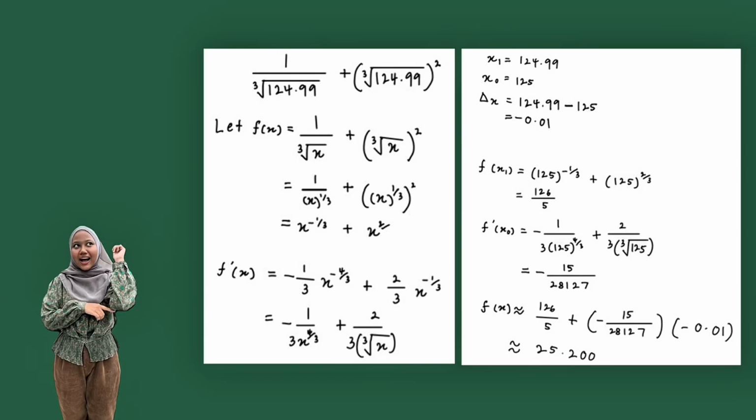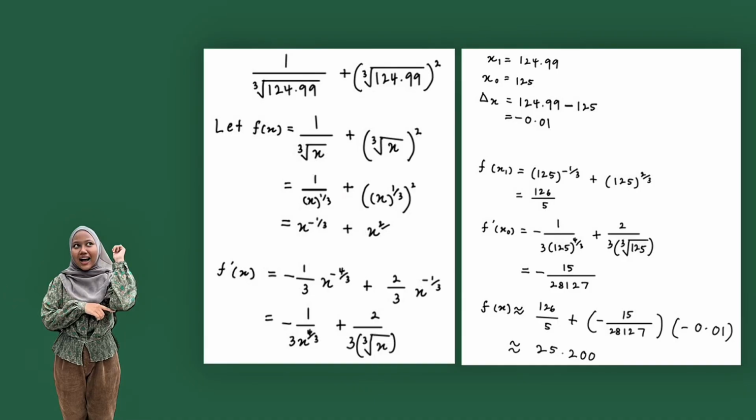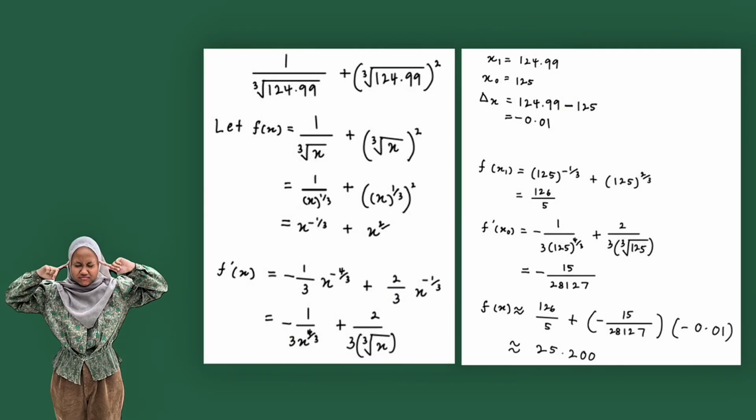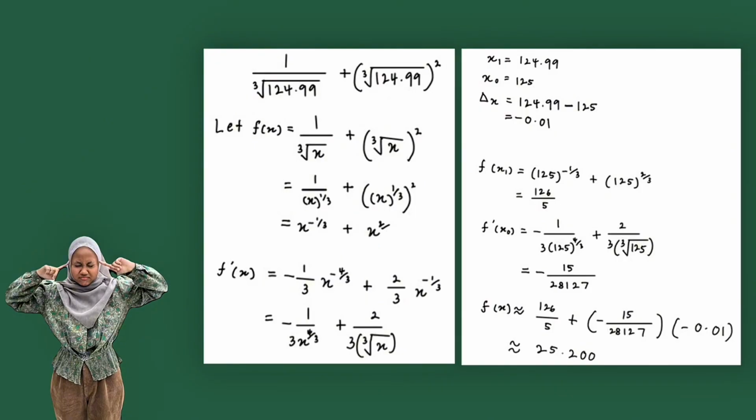And then, I will find the derivative. I differentiate it using the power rule. f prime x equals negative 1 over 3 x to the power of negative 4 over 3 plus 2 over 3 x to the power of negative 1 over 3. After that, I choose a convenient value, which is I determine the values of x and the estimate value. I choose 125 because it is a perfect cube and it is very close to 124.99.